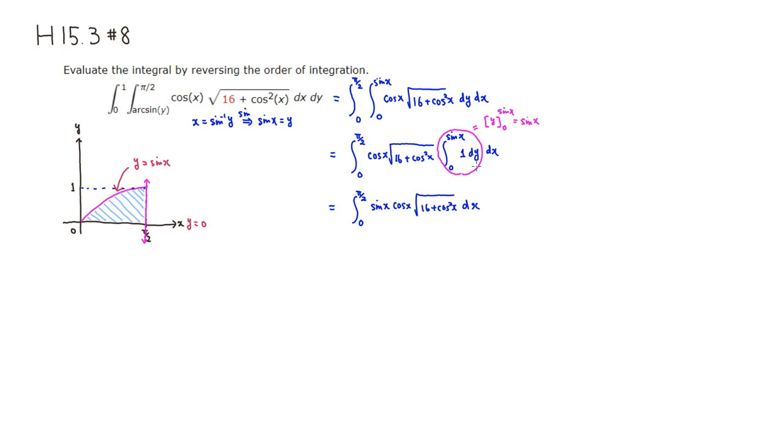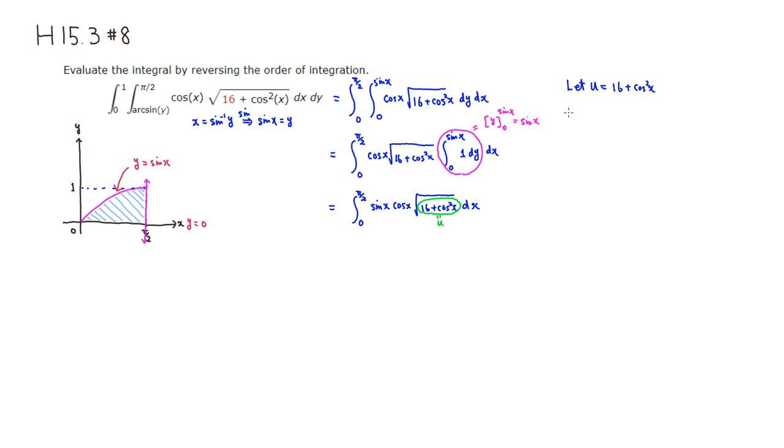Here I'm going to use a substitution. I'm going to let u be the expression inside the square root, so u equals 16 plus cosine squared of x. This is going to be our substitution u.